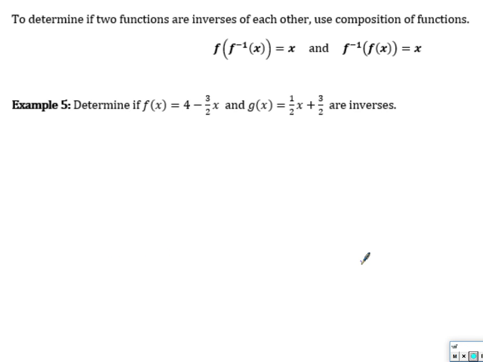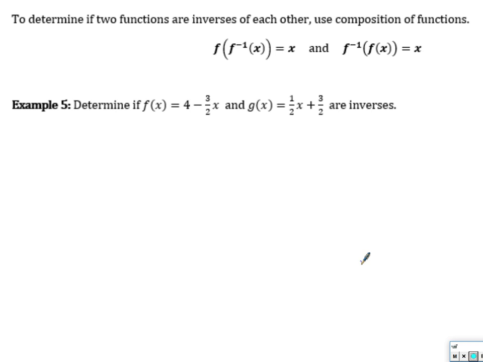So examples 3 and 4, we can continue to work on those in class. It's really more of the same thing. So I want you to skip ahead a couple pages to example 5. And here is one of the biggest uses of inverse functions.